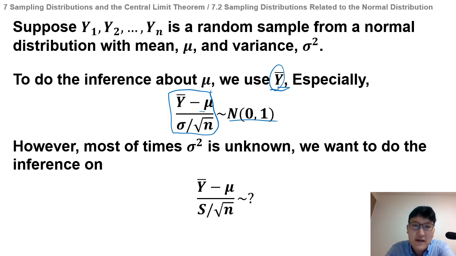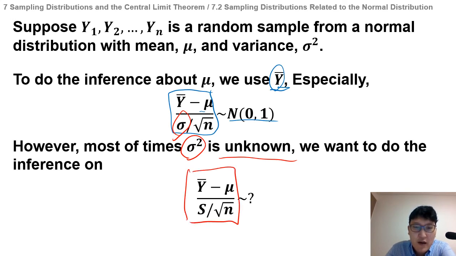However, there is a problem. Most of the time, the sigma square term here is unknown. So usually we want to do the inference on this thing. Usually, rather than using sigma square, we estimate sigma square with s and replace sigma with s. And so what we need is the distribution of this term. Then what is the distribution of this term?